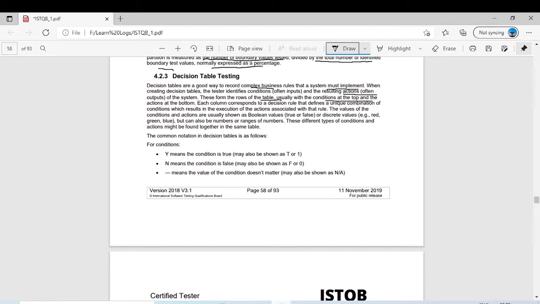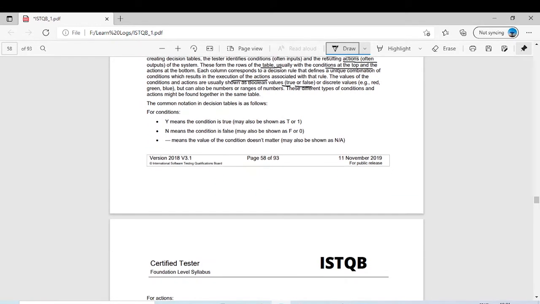Each column corresponds to a decision rule that defines a unique combination of conditions, which results in the execution of the action associated with that. The values of the condition or action are usually shown as boolean values, true or false, or discrete values, red, green, blue for example, but can also be numbers or ranges of numbers. These different types of conditions and actions might be found together in the same table.